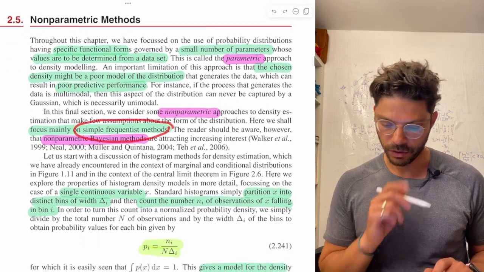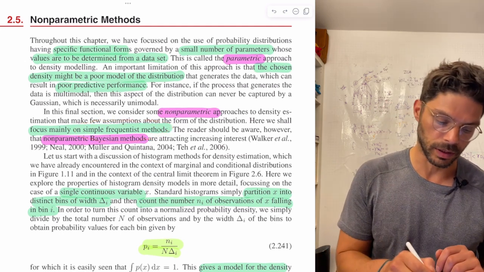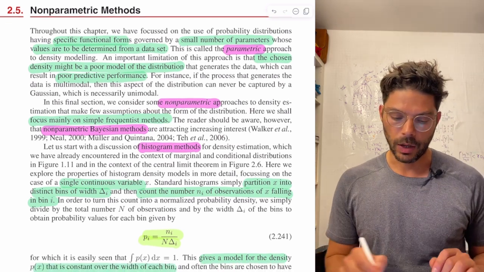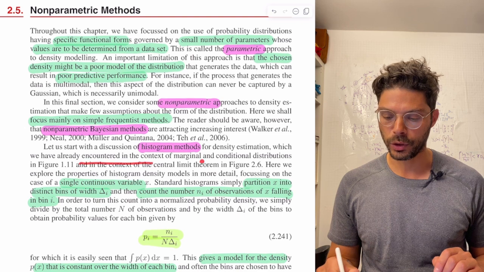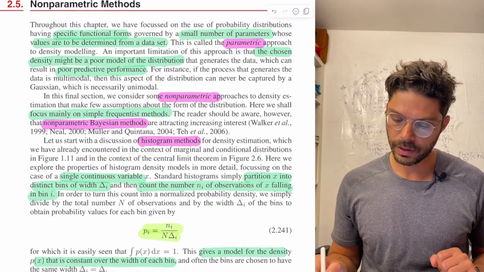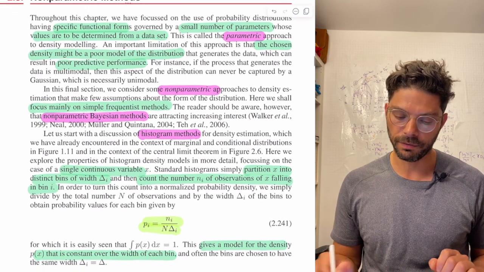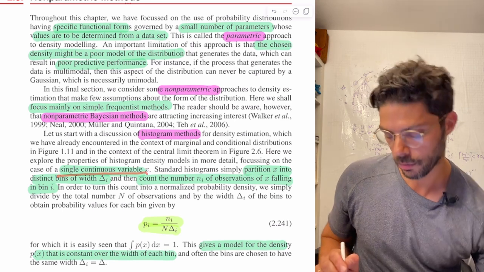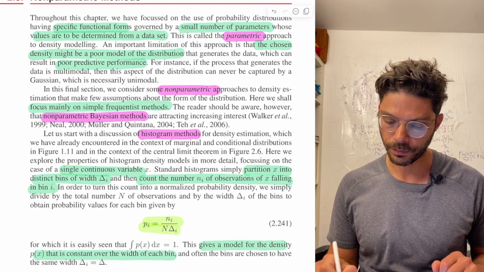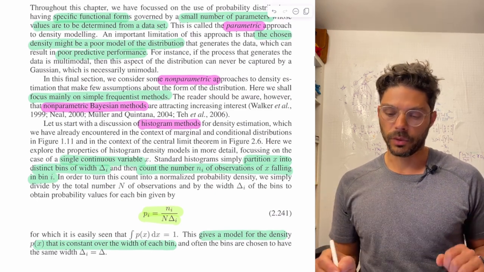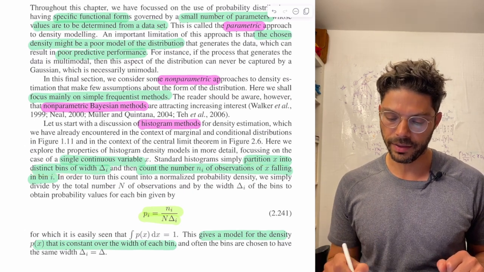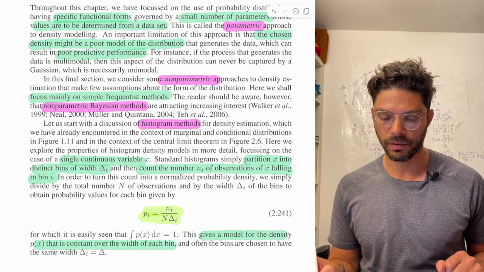Okay, so let's start with a discussion of histogram methods. That's what we're going to be talking about in this particular section, which we have already encountered in the context of marginal and conditional distributions. You've probably seen them yourself lots of times. Here we explore the properties of histograms in more detail, focusing on the case of a single continuous variable, because you'll get the point already in one dimension. So how do histograms work? Well, we simply partition x into distinct bins of width delta i, and then count the number n_i of observations of x falling into bin i.